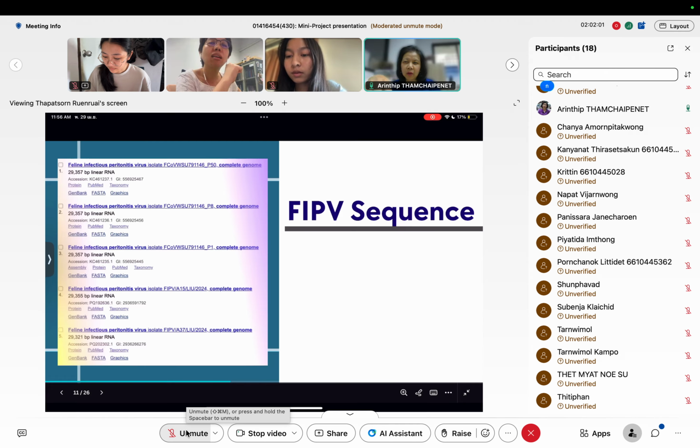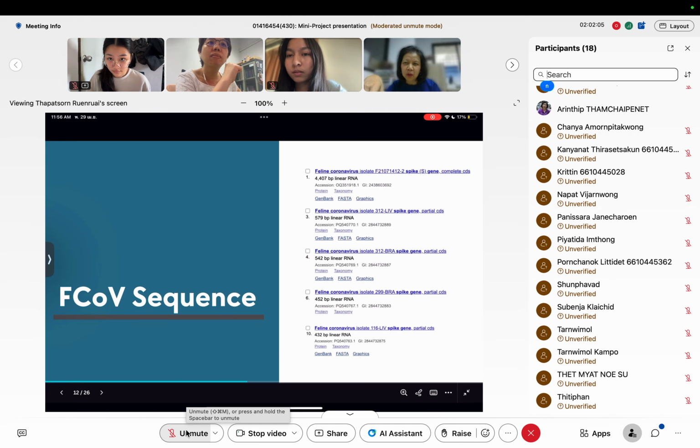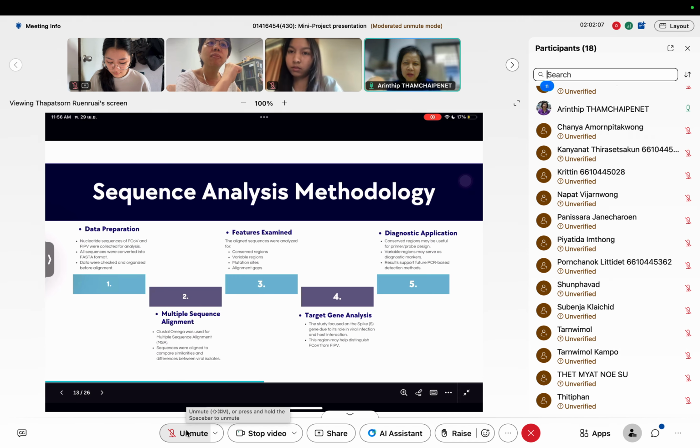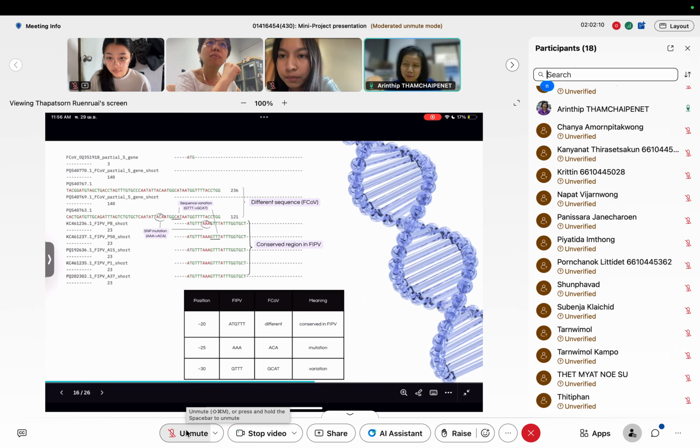Can you go back to the one where you show a little bit of alignment? Can you go to that one? I actually only see that page as a partial sequence. I cannot see anything else. So this is from where? From what?